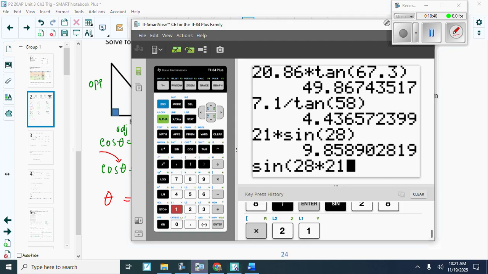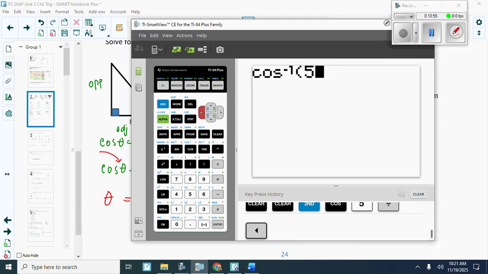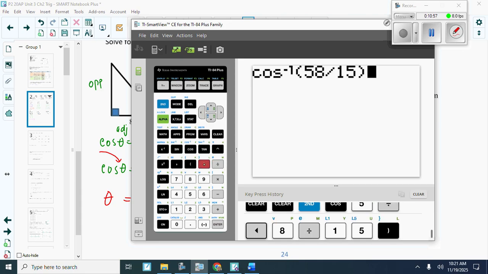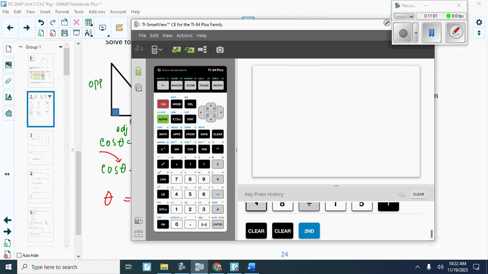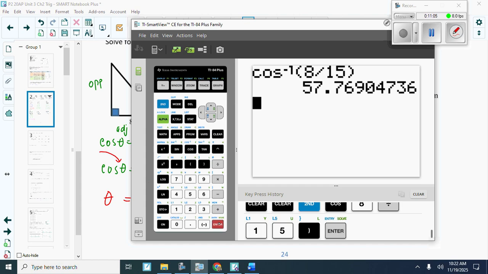Okay, so your inverse cos button is just second, and it should be right above your cos button. So let me clear that off. Let's start fresh. Let's start again. Inverse cos of 8 divided by 15. Okay, and you should get 58 degrees.